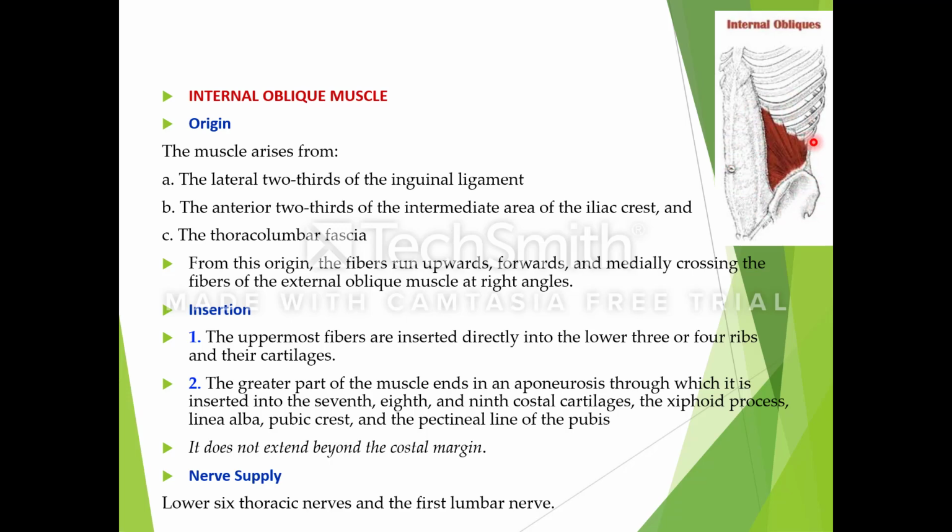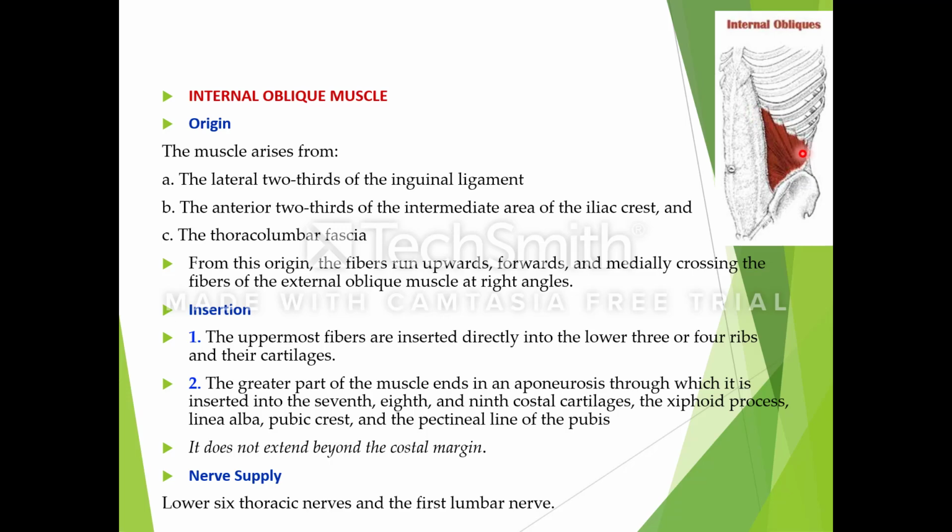This is the origin. See here, again I will repeat, it is coming from the lower side and going upward. It originates from the lateral 2/3 of the inguinal ligament, the anterior 2/3 of the intermediate area of the iliac crest and the thoracolumbar fascia. From here the fibers go upward and are inserted over the lower 3 or 4 ribs, not 8 ribs, lower 3 or 4 ribs and their cartilages.